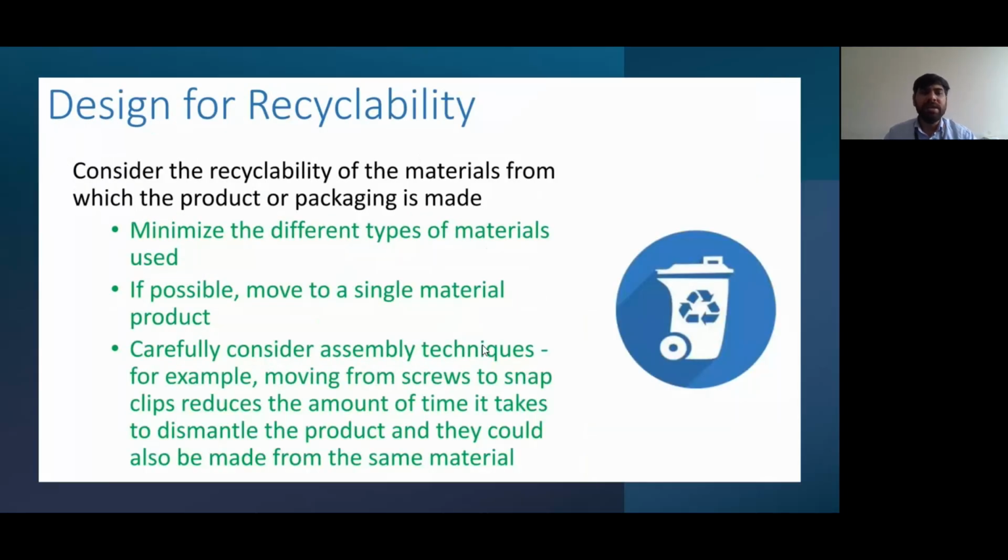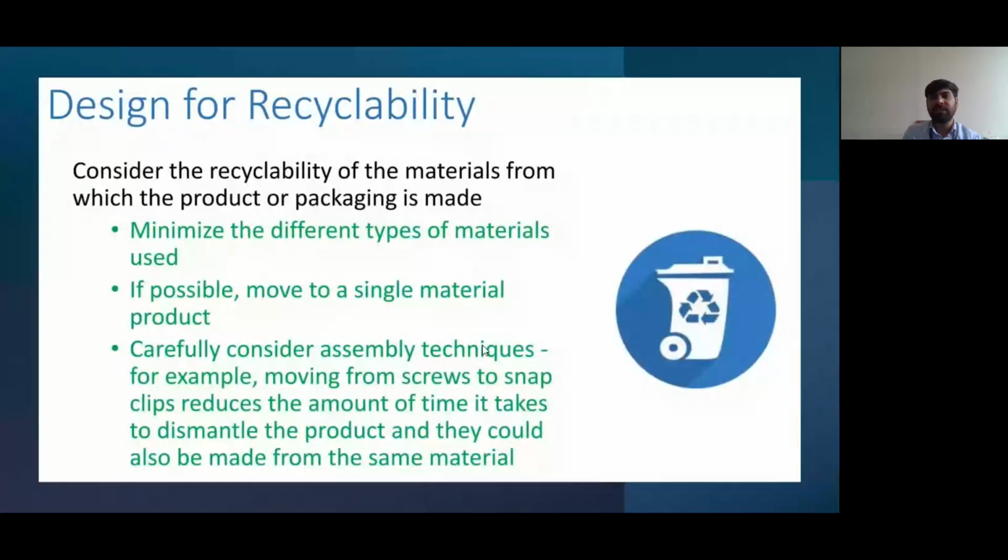Design for recyclability. Consider the recyclability of the materials from which the product or packaging is made. So minimize the different types of materials used. We have to think about recyclable packaging. If possible, move to a single material product. Carefully consider techniques, for example, moving from screws to snap clips, which we can connect easily, as this reduces the amount of time it takes to dismantle the product, and the parts could also be made from the same material. One idea you can think about is IKEA, a furniture brand. They supply the furniture in a ready to assemble manner, so that the space required is less and it takes less packaging material.